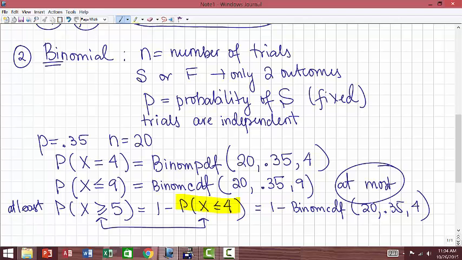So that's what we do here. For binomial probability, first you have to figure out that these requirements are satisfied, and then set up your questions in this manner. If P of X equals a number, then you will be using PDF. If it's less than or equal to, then you do CDF. If it's greater than or equal to, then we do 1 minus the opposite, the complement. So that is your second problem with binomial.